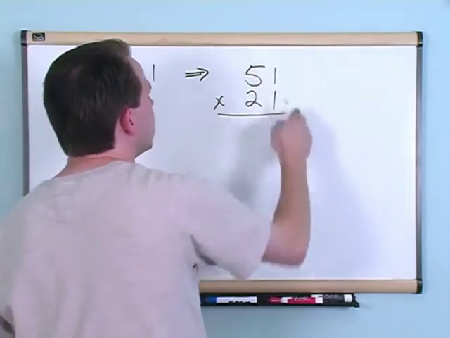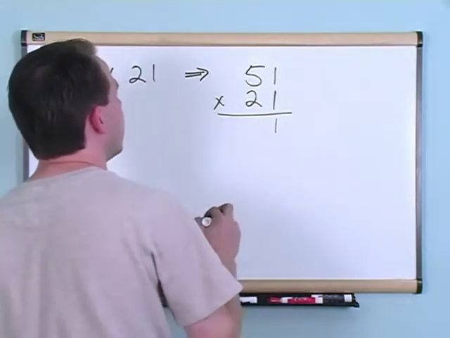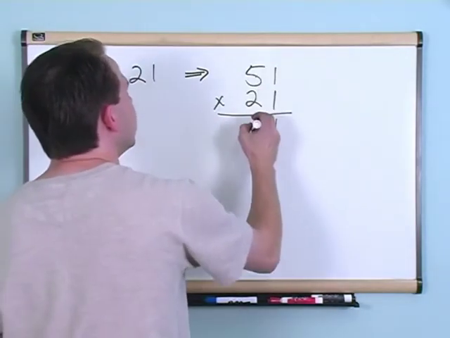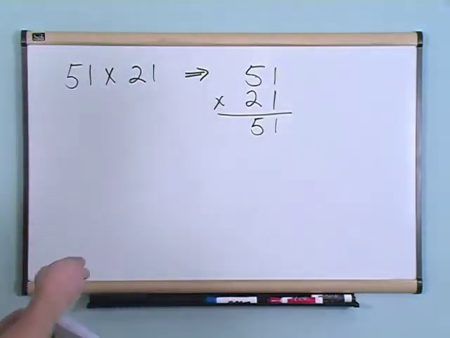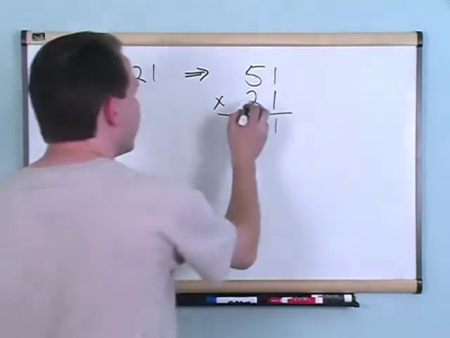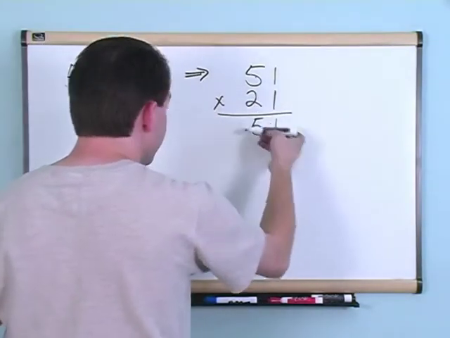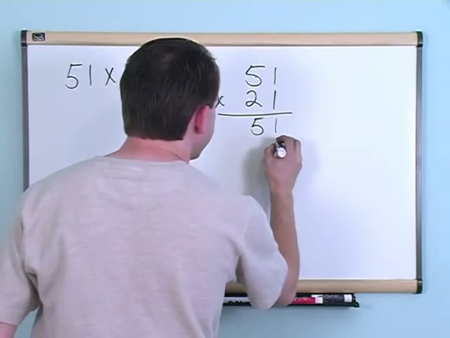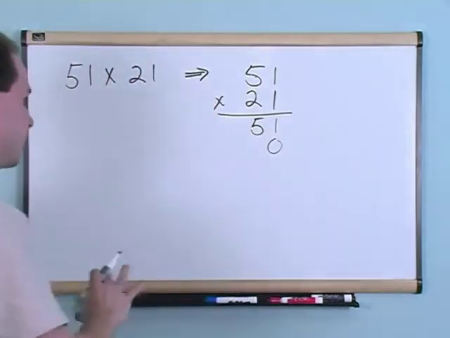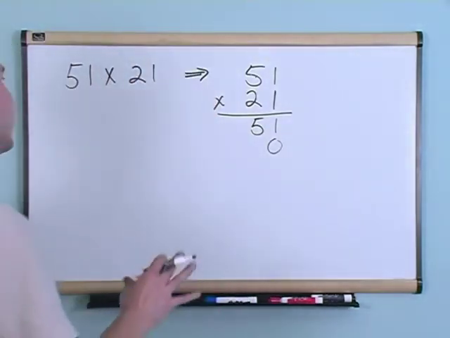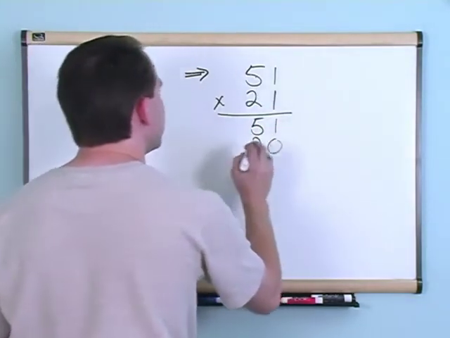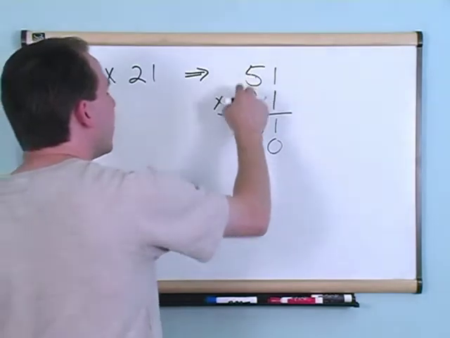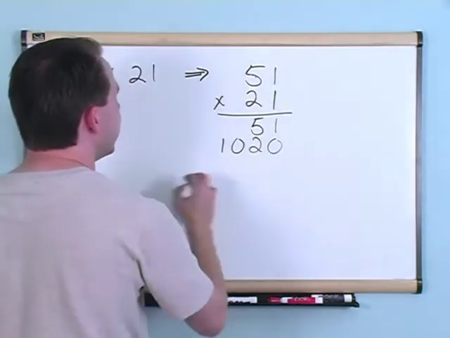1 times 1 gives me 1, okay? 1 times 5 gives me 5. So I just write that down, okay? Now, the only thing you really have to remember, okay, is that before you start multiplying these guys, when you move down to the next line, you have to put a 0 here. So put a 0 down. We'll explain why later, okay? But just go ahead and do that. Now 2 times 1 gives you 2. I'll put that one there. And then 2 times 5 gives you 10. And I'll put that down there, okay?